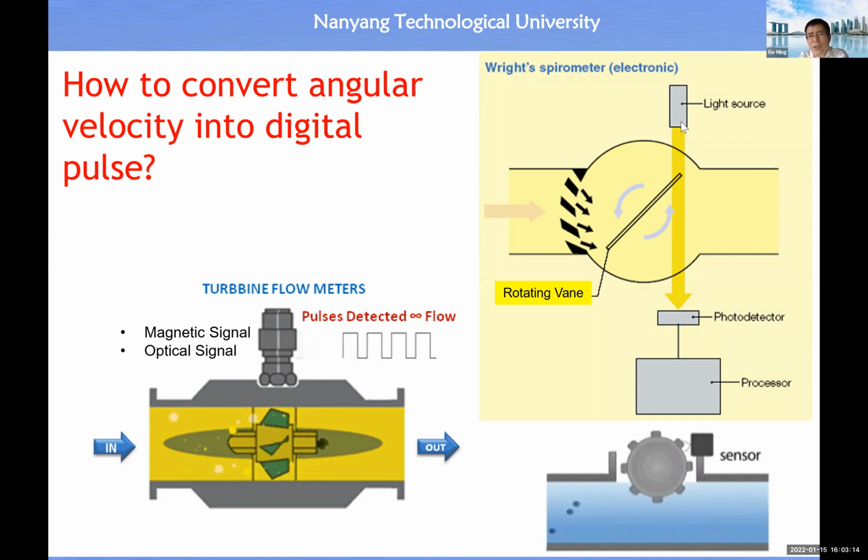Here you will see we produce optical pulses, okay? When this vane rotates, the photodetector will receive light and then not receive light. It's like on, off, so you will output the pulse signal, all right? The number of pulses is a function of the number of turns rotated by this vane per second, and this rotation velocity is a function of the linear velocity.